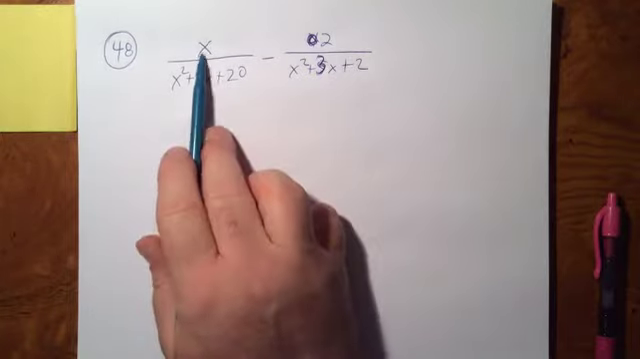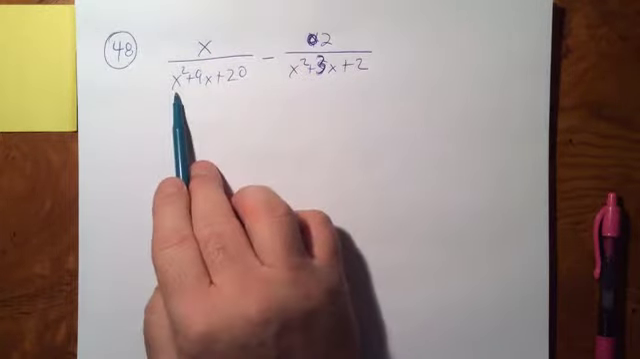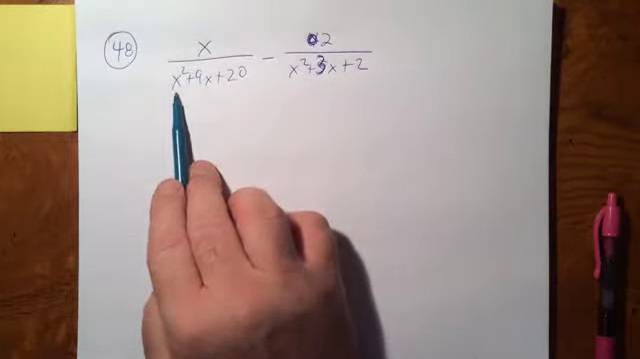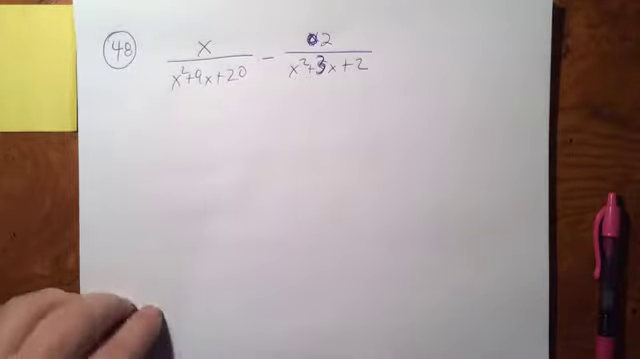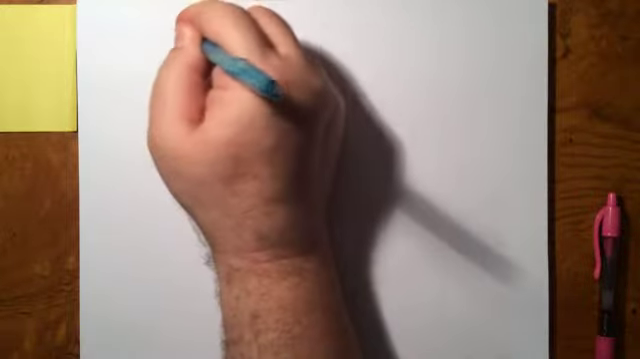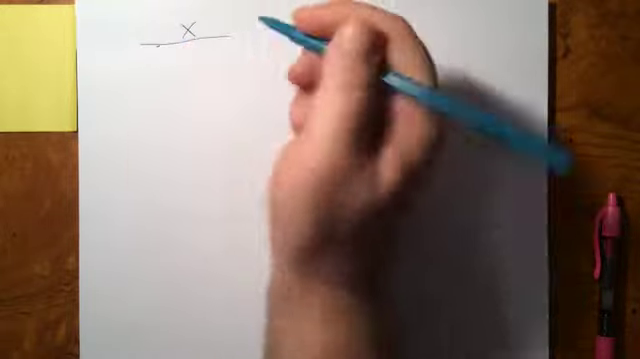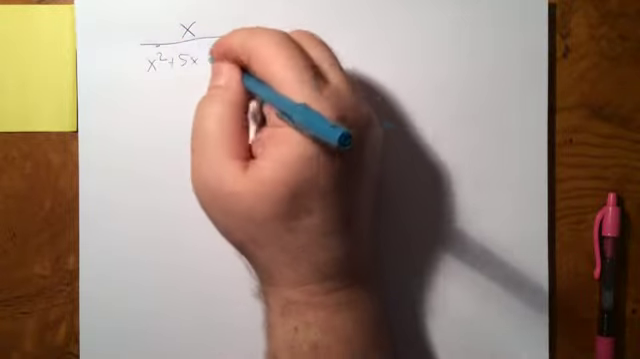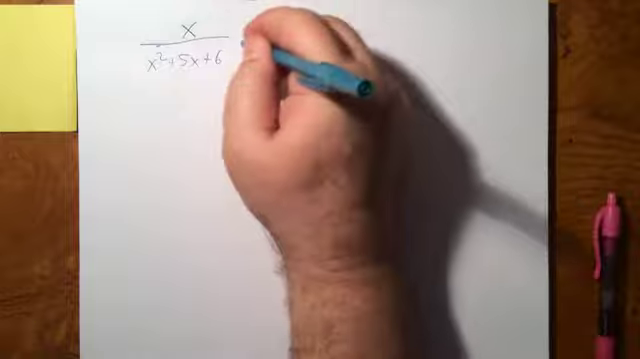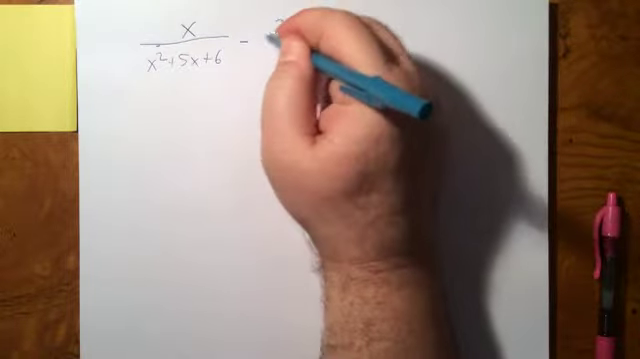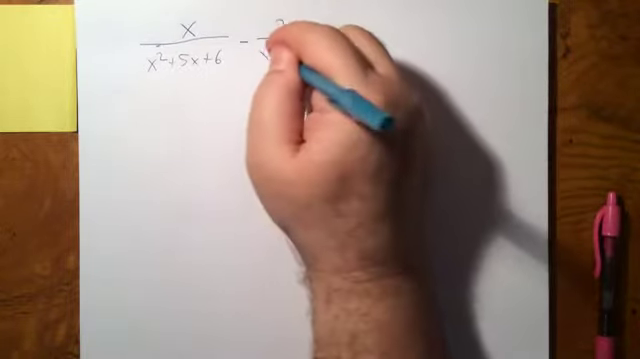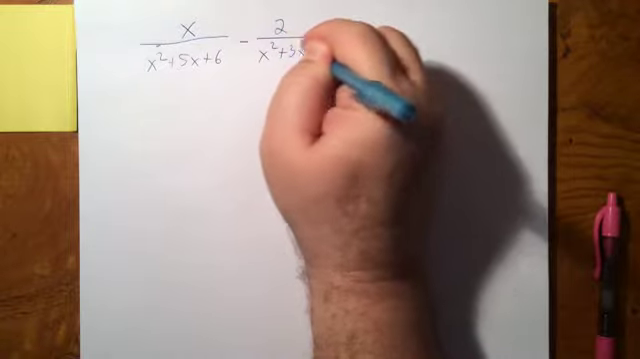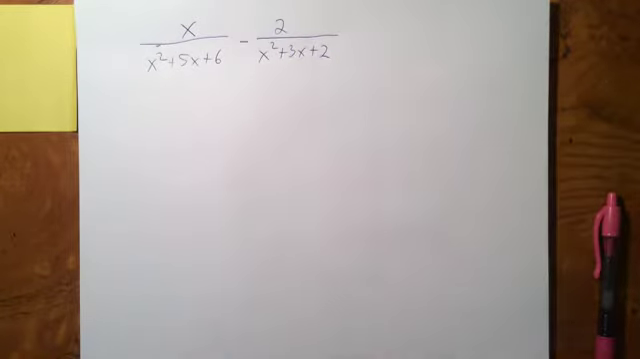So it's x over x squared. You know what? I'm going to go ahead and just start this question again. My apologies for this. Let me just start from the beginning here. This will be x over x squared plus 5x plus 6 minus 2 over x squared plus 3x plus 2.